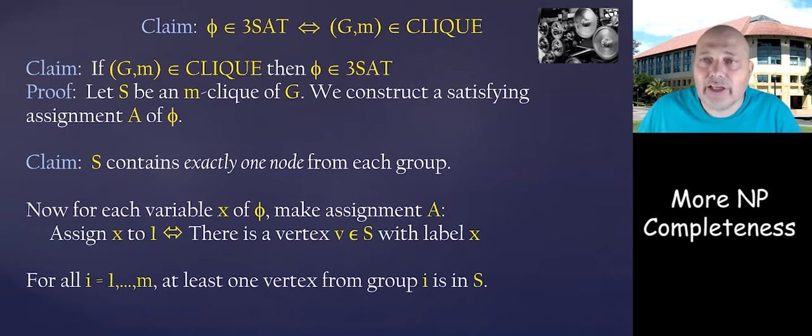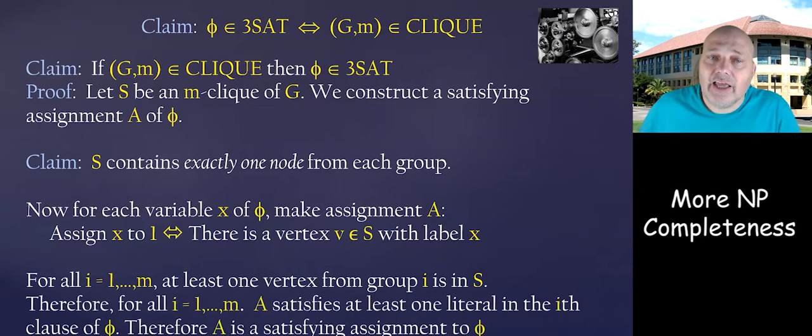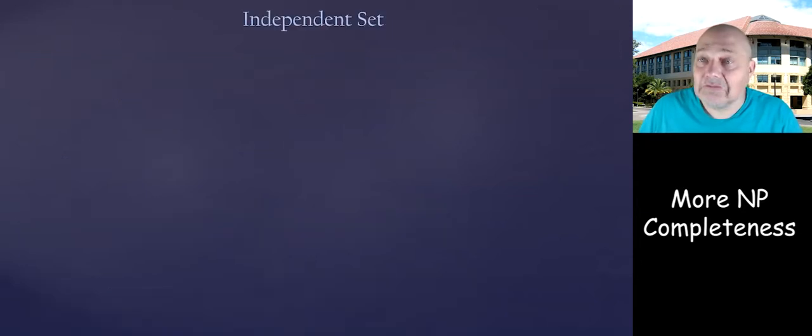So for all I, at least one vertex from the group I is in S, and therefore for all I, A satisfies at least one literal in the ith clause of phi, and therefore A is a satisfying assignment. And here again we use the fact that there are no x and not x labeled vertices in our clique. Okay, so that was our first reduction. Let's do another one while we're on a roll.